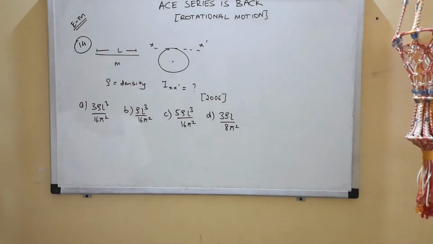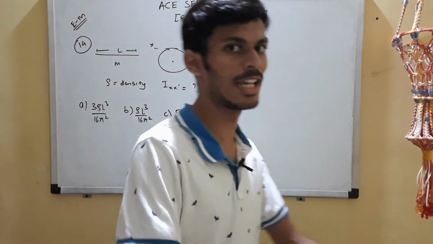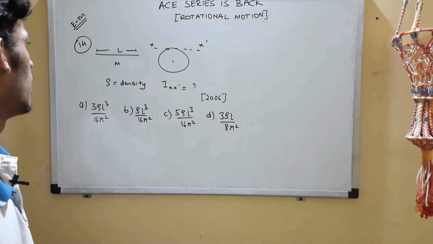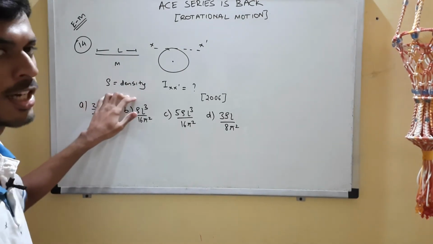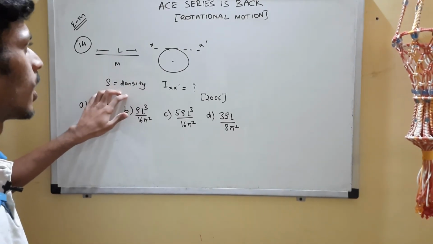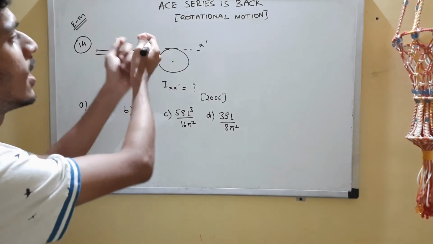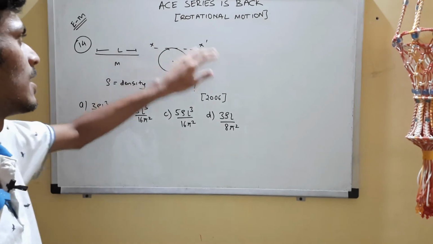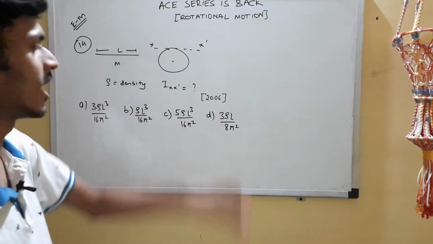So question 14 over here, again from the easy to moderate category, and in this question you have a wire of length L. Its mass is m. The linear mass density is given as rho. Now this wire is bent into a ring. You are supposed to find the moment of inertia about this axis x dash. It's along the tangent if you see.